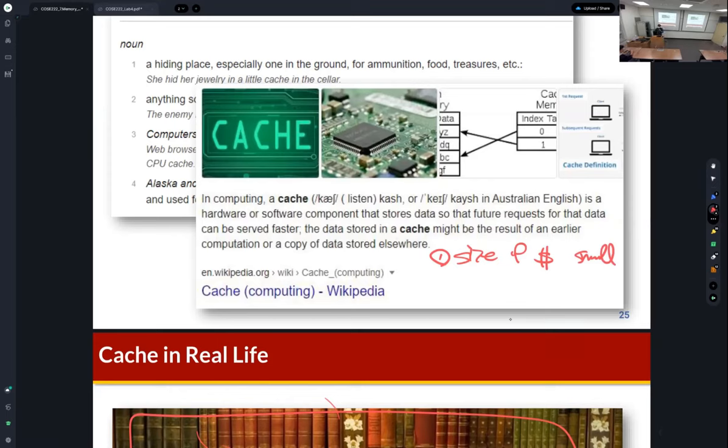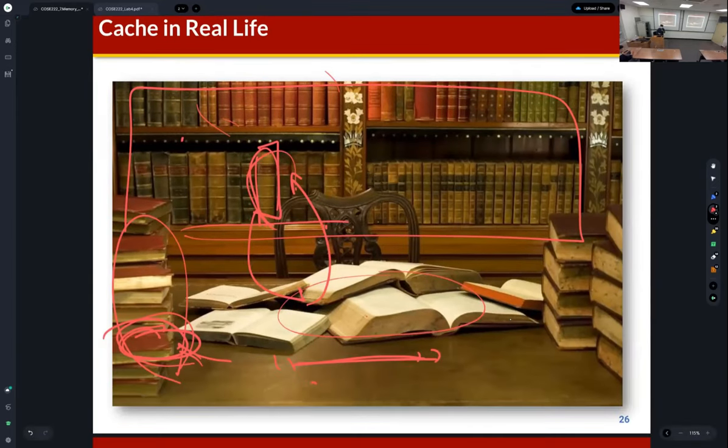All required data exists in main memory. But the size of the main memory is very large. It's the same as this analogy. A bookshelf has many books, but the size of the desk is smaller than the bookshelf. So we can just place a smaller number of books on our desk.